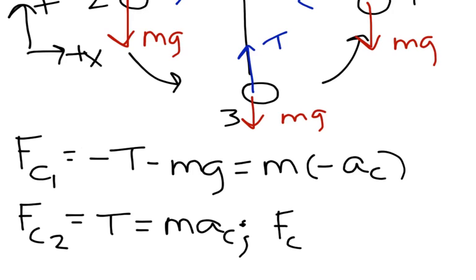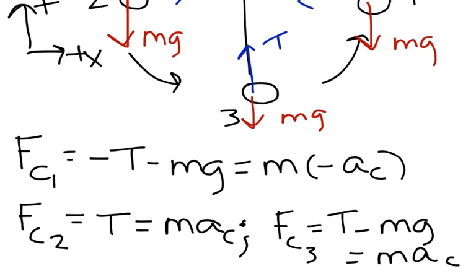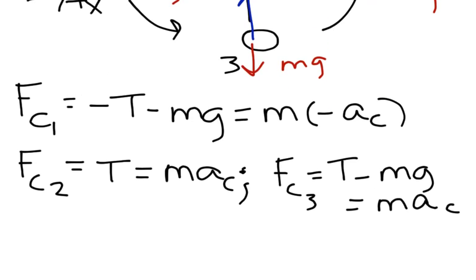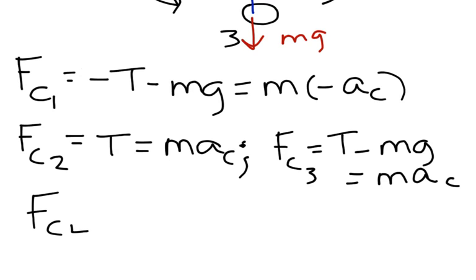My centripetal force in the third is a little bit more interesting. I'm going to have a positive tension minus mg equal to a mass times my centripetal acceleration. My centripetal acceleration will always be inward, so it will be acting upward, and therefore it will be positive. And lastly, my centripetal force in the fourth position is going to be a negative T equal to a mass times a negative a sub c, because my centripetal acceleration is acting to the left, and so is my tension, which is in the negative direction.